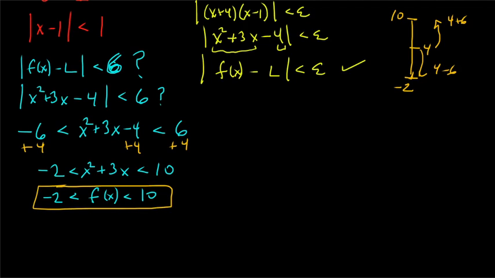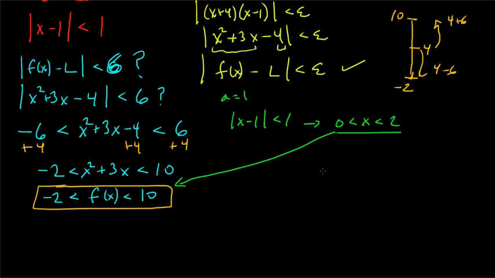So how can I do that? Well, I have to make sure that x is not too far away from 1. 1 is the a here. A was 1. So is it the case that if x minus 1 in absolute value is less than 1, and remember that just means x is between 0 and 2, is that enough to guarantee that f of x is between negative 2 and 10?